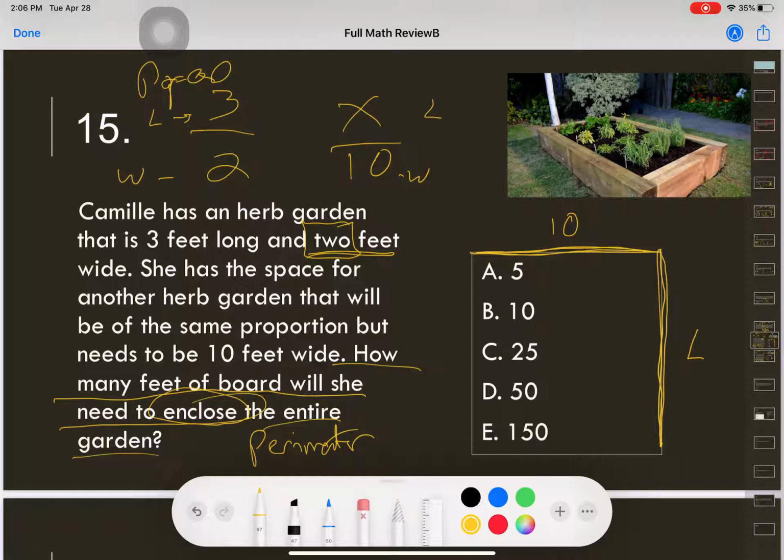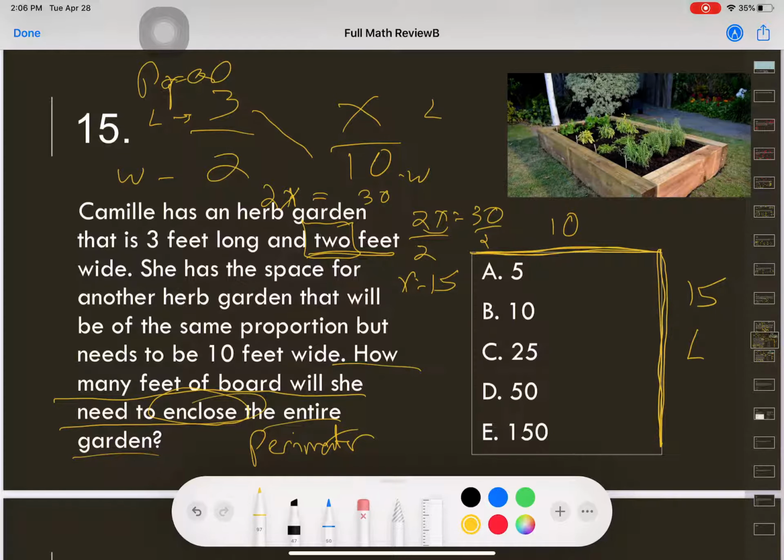So the first thing you're going to do is you're going to cross multiply. 3 times 10 is 30. 2 times x is 2x. So 2x is equal to 30. 2 times what gives me 30? I can divide by 2, and x will be 15. So the length is 15.